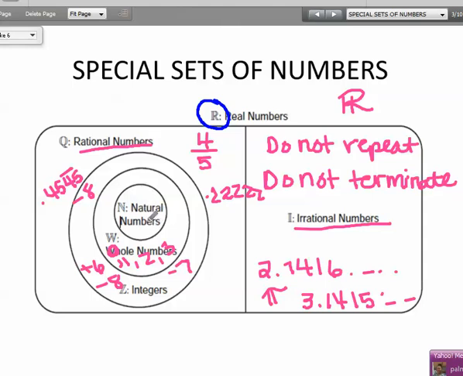And then the natural numbers are also called counting numbers. So what do you start counting with? 1, 2, 3. You don't start counting with 0, because 0 means you have nothing. 0 is a whole number.